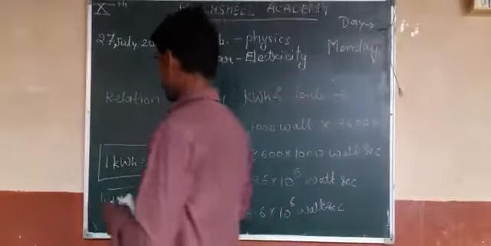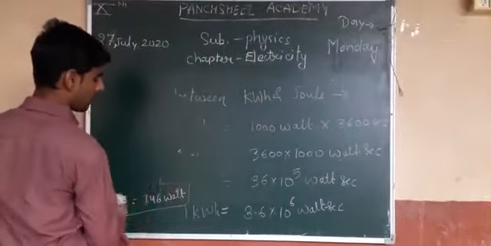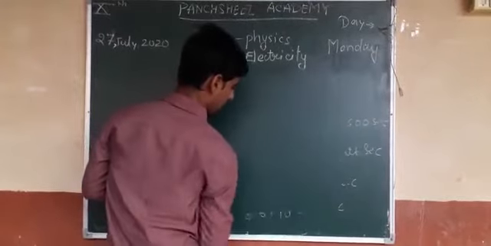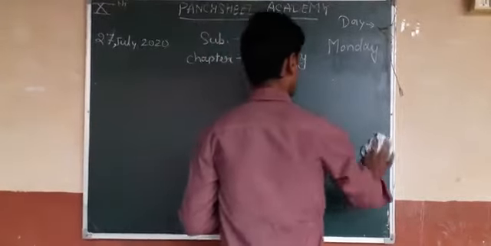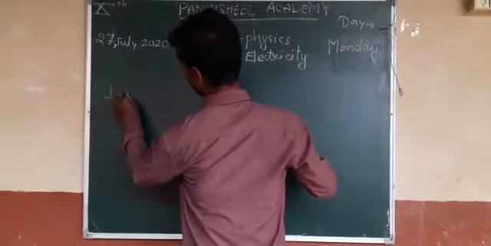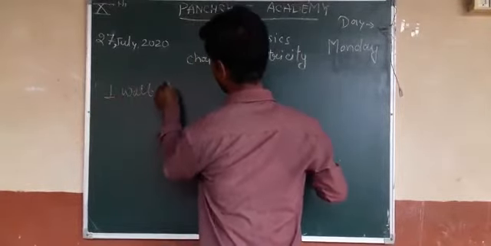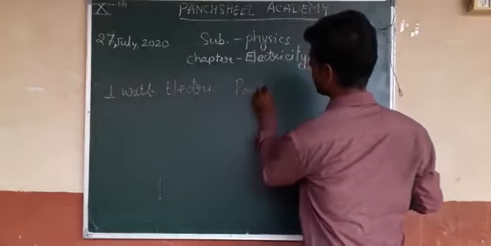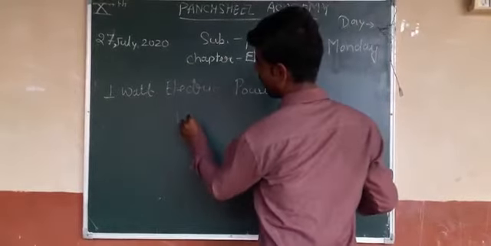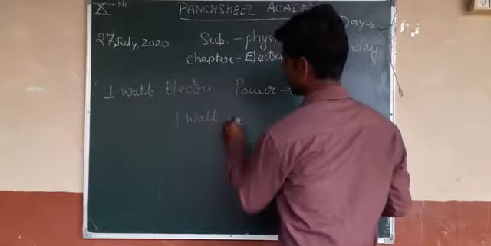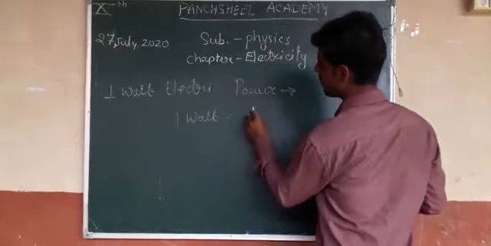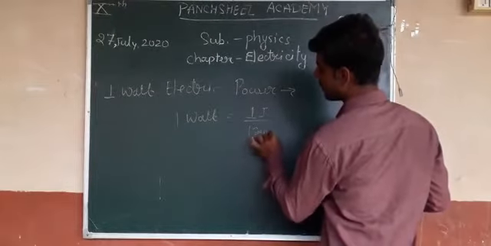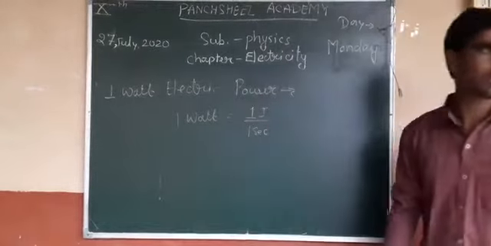Now one question is: how to define 1 watt power? 1 watt electric power. So 1 watt equals what? 1 joule upon 1 second.